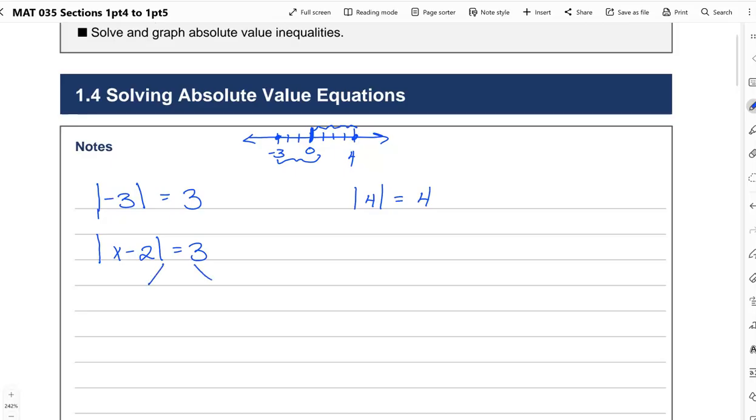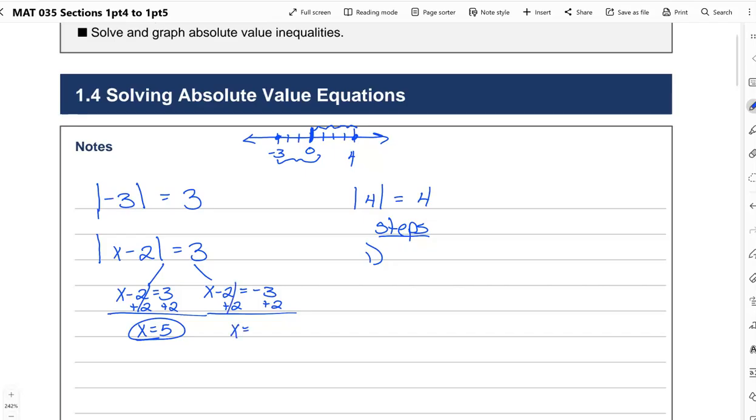So what happens is we have to create two different equations, where x minus 2 could be a positive 3, or where x minus 2 could be a -3. When we talk about our steps to solve, we're going to have to think about solving two different equations. And then we're going to add 2 to both sides. Remember that equals is your wall. So we're going to get 5 in this case. And then when I add 2 to both sides here, I'm going to get -1.